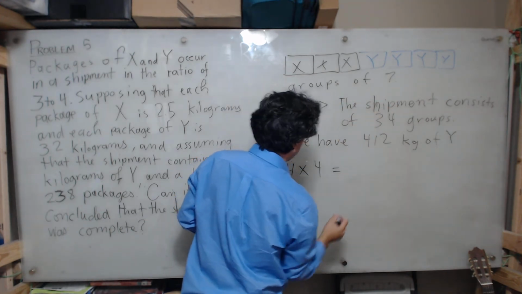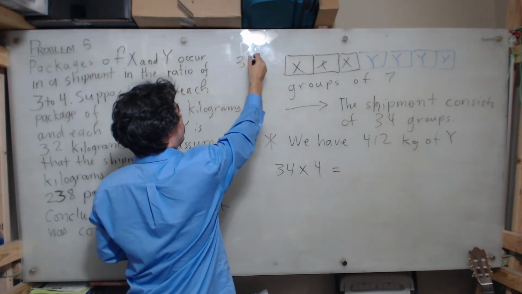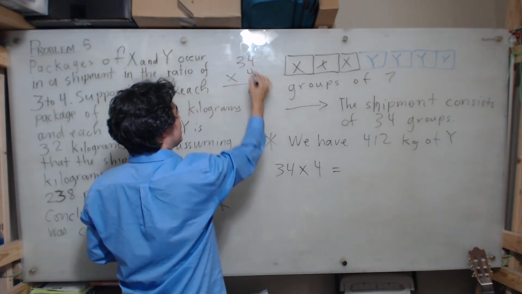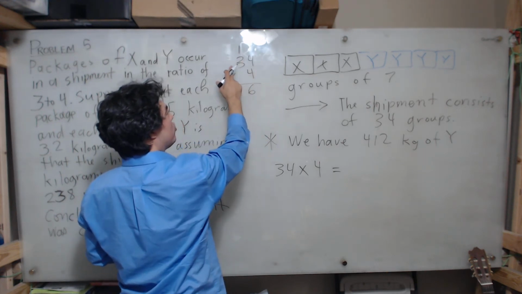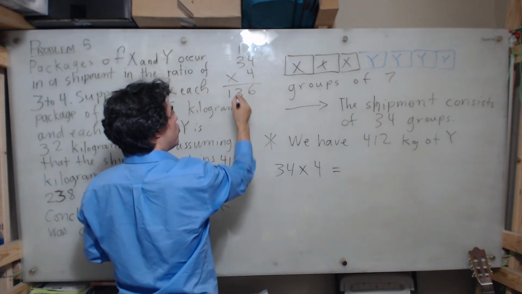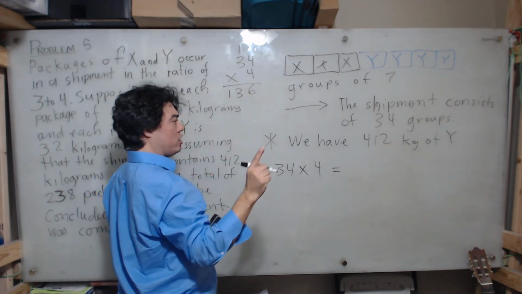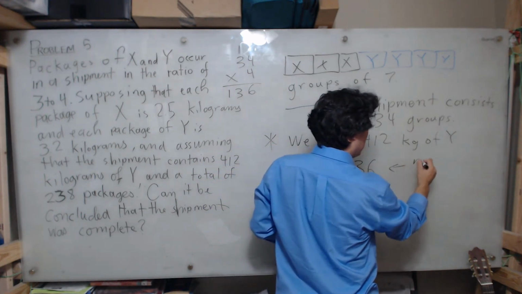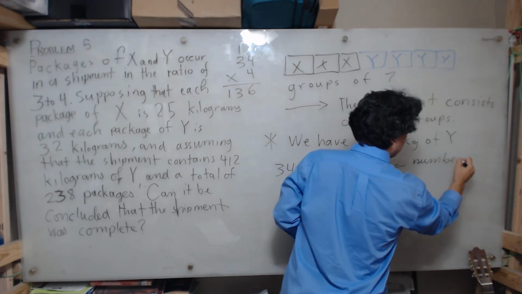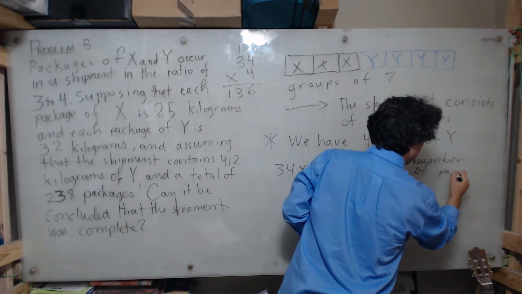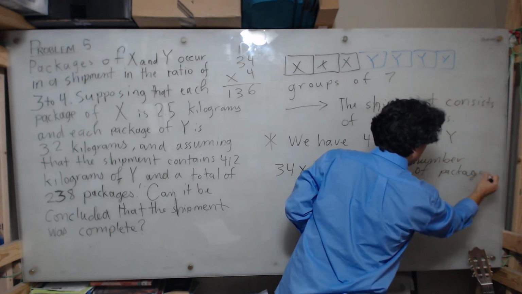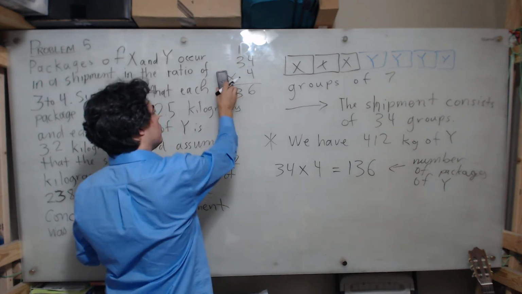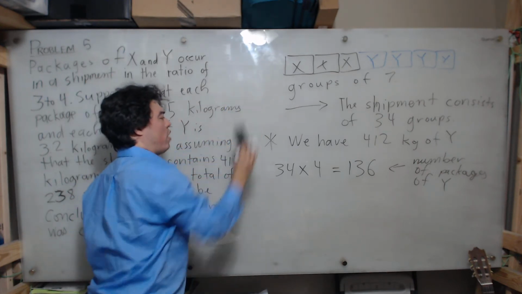I'm going to do that calculation here. 34 times 4. 4 times 4 is 16. I bring down the 6 and I carry the 1. 4 times 3 is 12. I add 1, that's 13. So 136 packages of Y. This is how many packages of Y we have.